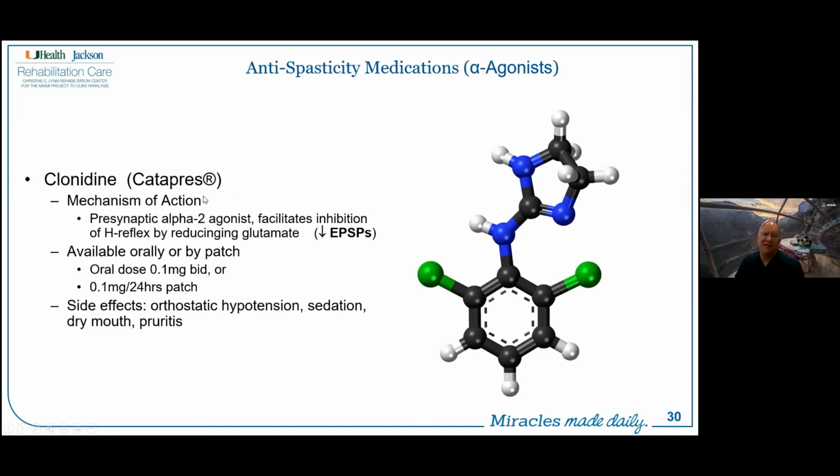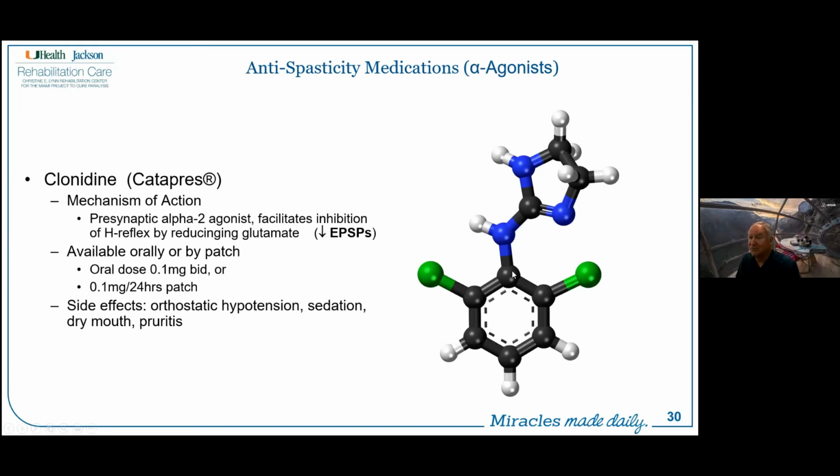And so clonidine is one that is used, although traditionally we use clonidine to manage blood pressure. And so for our folks who have neurogenic orthostatic hypotension, which we talked about last week, this is not going to be a good medication for them because it's going to likely cause their blood pressure to drop even further.